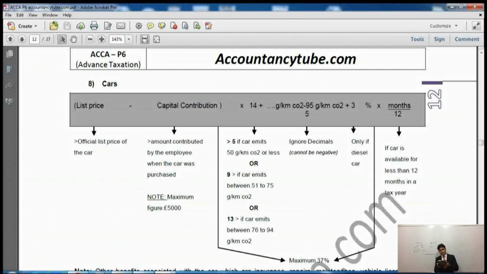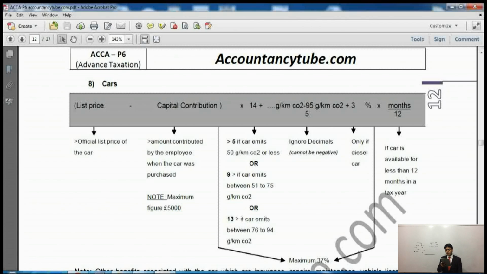Then you deduct capital contribution out of it, multiplied by 14%. Now 14%, what is that? Just beneath that it explains, 14% is standard in the formula, but it can be more than that or it can be less than that. How much more, how much less, is explained beneath that.